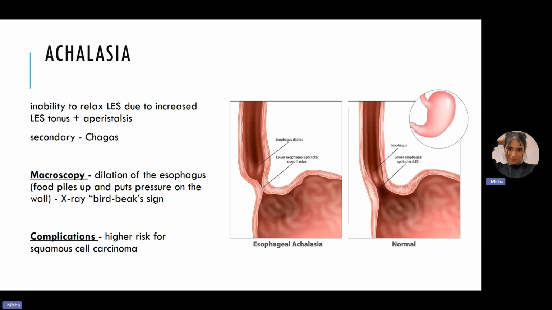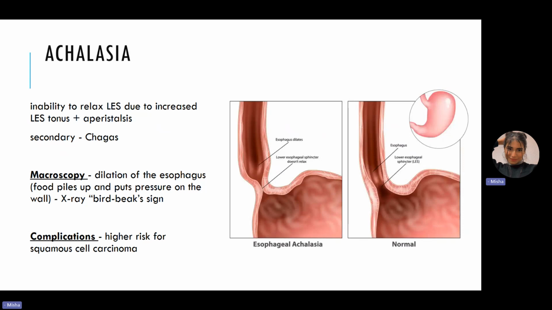Macroscopically, very important, please remember macroscopy. Macroscopy is dilation of the esophagus. Okay, we can see a dilation of the esophagus, and there's food that piles up and puts pressure on the walls. So on the X-ray, you'd actually see a bird beak sign. Okay. Clinical features would be dysphagia, putrid breath, frequent hiccups. Complications are very important. There's a high risk of squamous cell carcinoma in the case of achalasia, okay? And obviously, as I said, there's dilation of the esophagus, or you can say megaesophagus. You can also say megaesophagus, for example, okay?